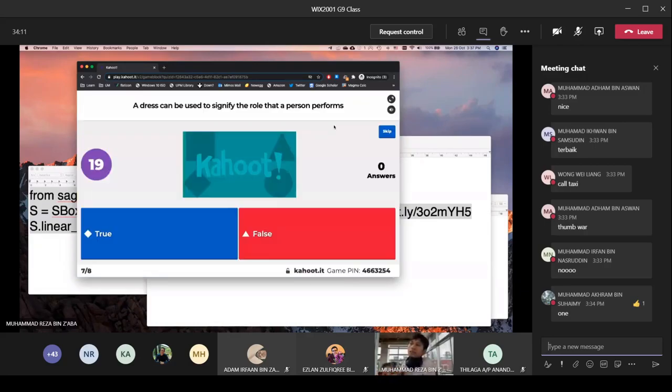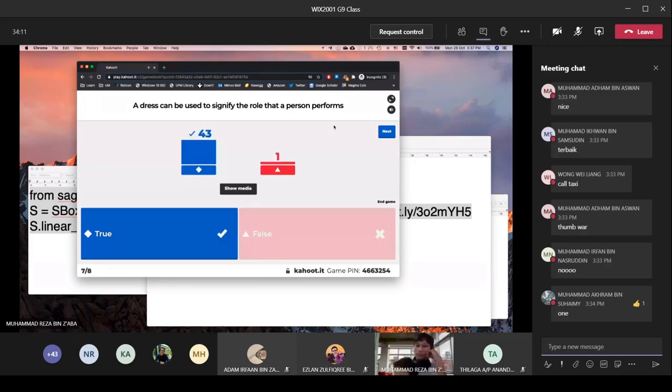Okay, can address be used to mean the role a person performs? We know that address is a form of communication, but can it signify the role that a person performs? True. If you're wearing a police uniform, people would expect that you're a policeman. So a uniform reflects the role that the person performs. Like a chef, a chef wears his own attire, so it signifies the role that the person performs.